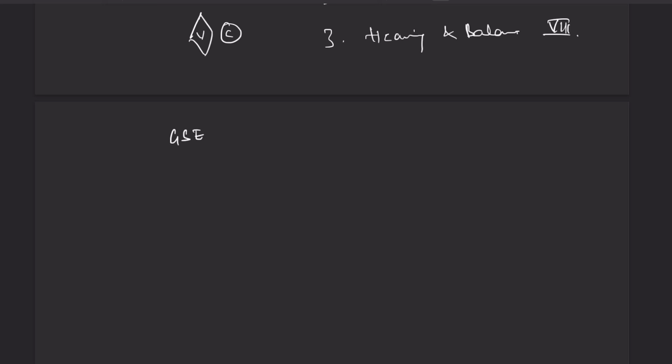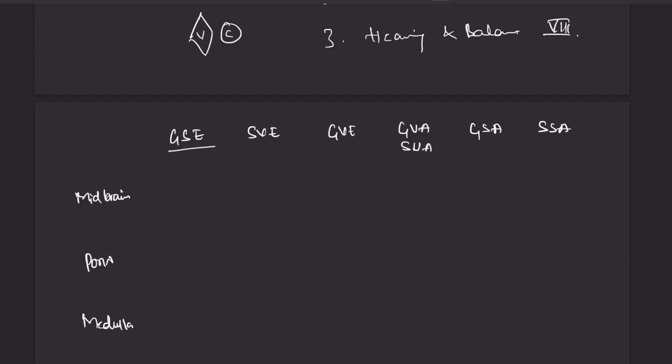GSE, SVE, GVE, GVA, SVA, GSA, SSA. This is the midbrain, pons and medulla. In this, GSE supplies the extraocular and the tongue muscles: the third cranial nerve, the fourth cranial nerve, the sixth cranial nerve and the 12th cranial nerve. So 3, 4, 6 and the 12th cranial nerve.